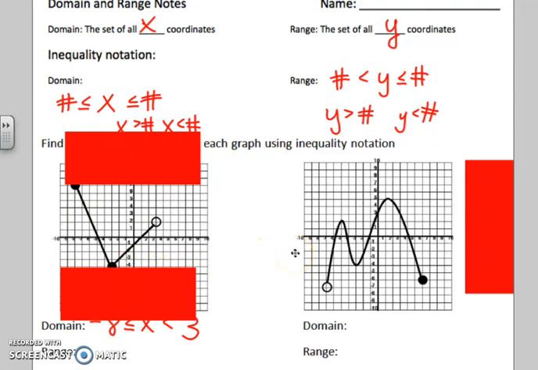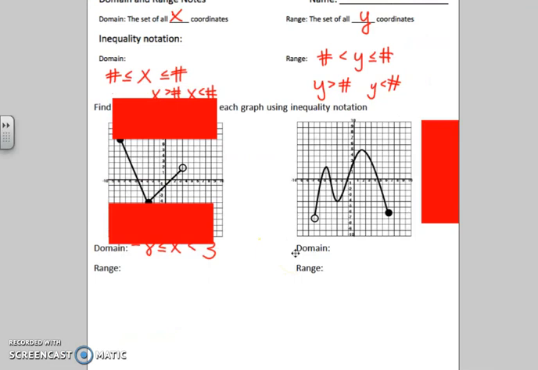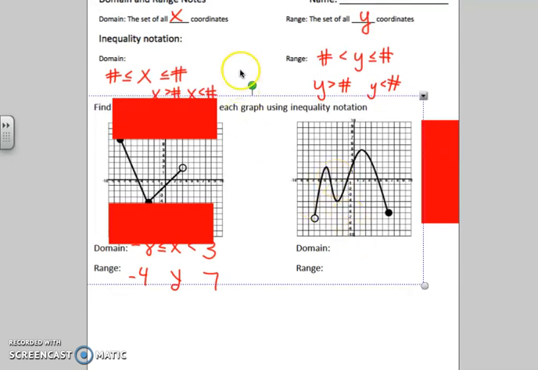So again, your smaller number is going to go on this side. So the lowest it went was a negative 4. The highest it went was a 7, with a y in the middle because it's range. And then they are both equal to, because those dots were both closed in. So it's less than or equal to, less than or equal to. Okay?